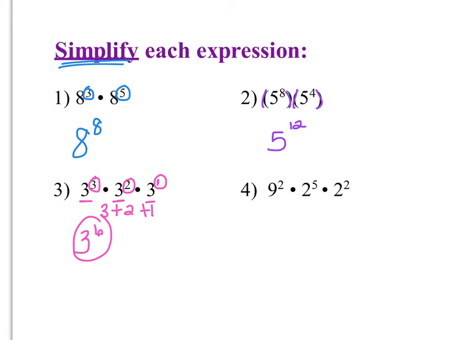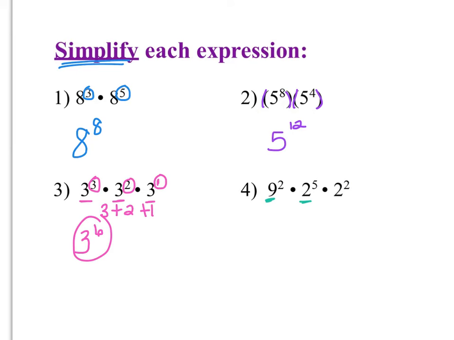Okay, and then we're going to do this last one together. This last one is different because I see 2 different bases. I have a base of 9 and a base of 2. I want you to think of this as like combining like terms. I can't combine something that is not a like term. So we talked about adding the exponents when we're multiplying, but it has to be with the same base.